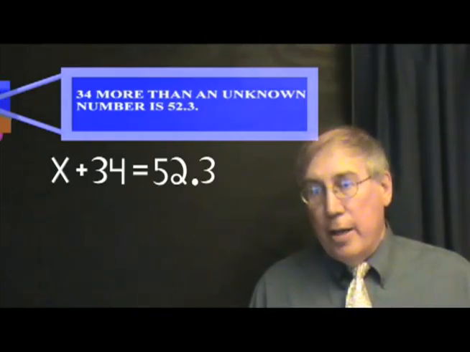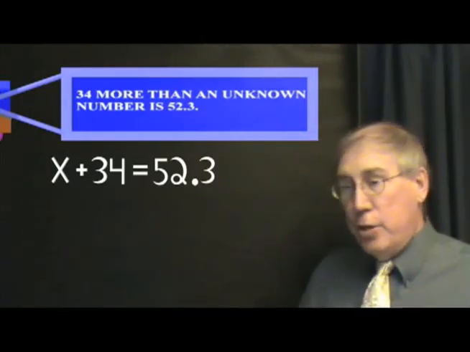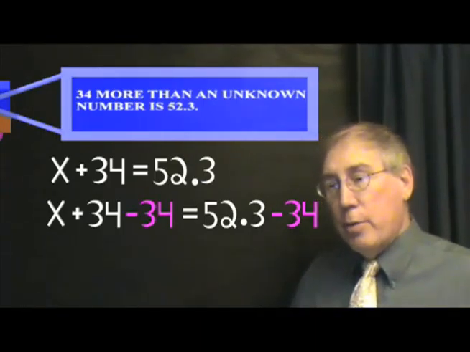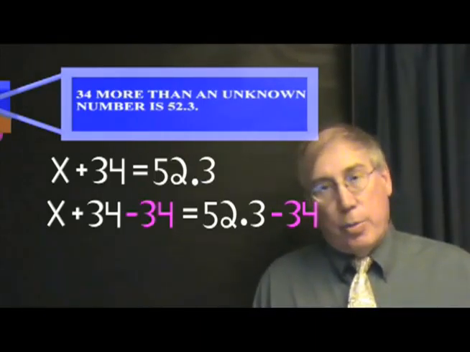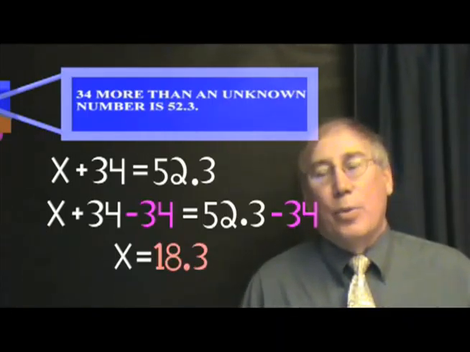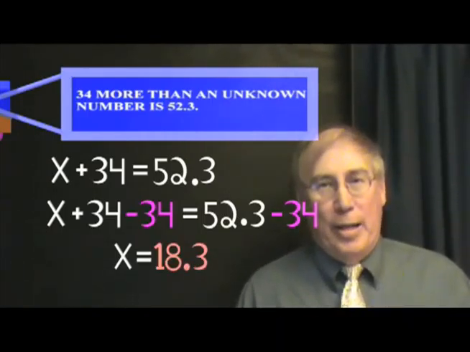"34 more than an unknown number is 52.3." x plus 34 equals 52.3. Subtract 34 from both sides, and we get x equals 18.3.